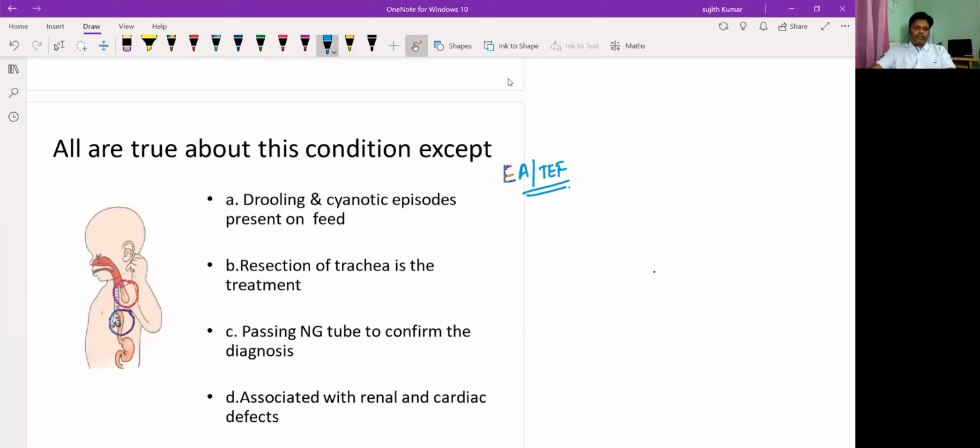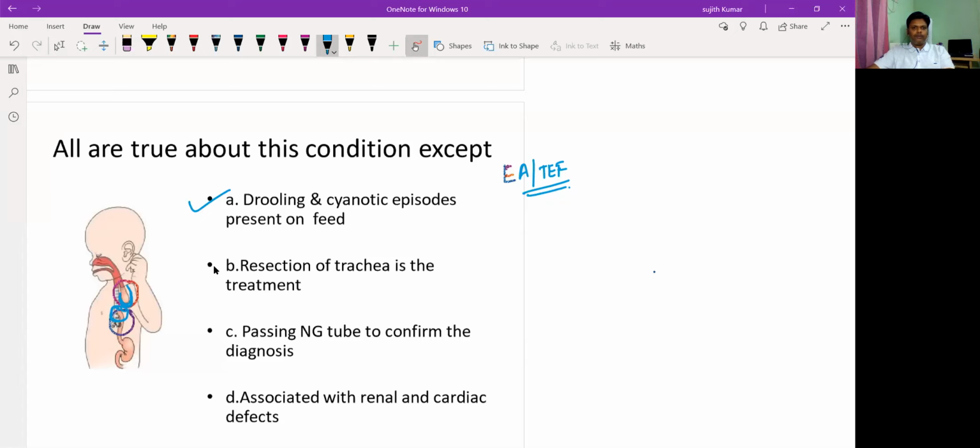There are so many types of esophageal atresia with tracheoesophageal fistula, but this is the commonest type. The esophagus forms a blind pouch, and the distal part of the esophagus communicates with the trachea. This is the most common type. So the first option is drooling and cyanotic episodes are present, because it forms a blind pouch. Whatever the patient is taking, everything will come out and the patient will develop cyanotic episodes.